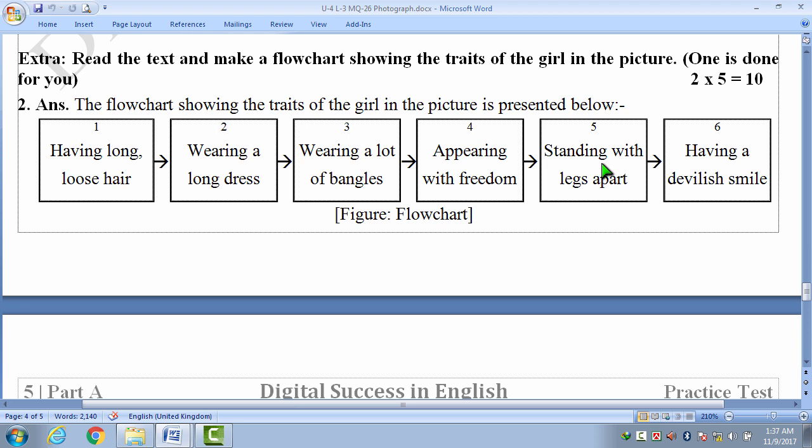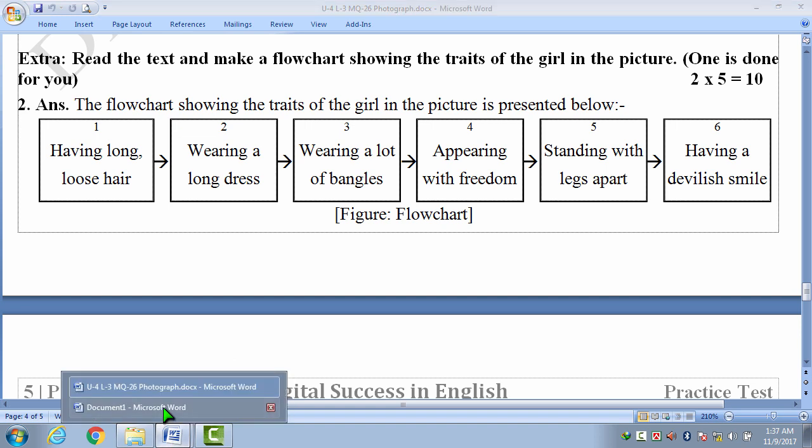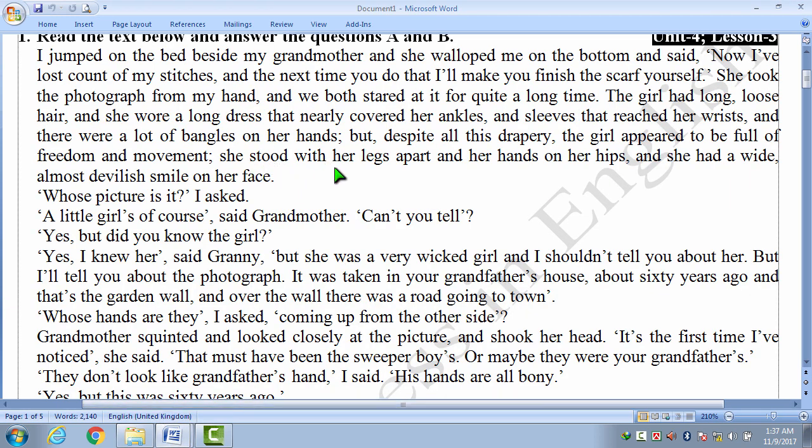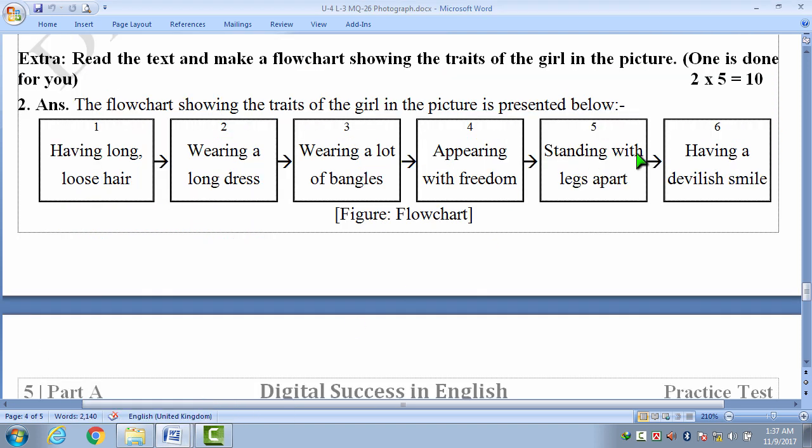In the fifth number box we have written standing with legs apart. We are going to the passage. She stood with her legs apart. Here is the information. So stood এসেছে বেস ফর্ম stand ভার্ব থেকে, এইজন্য আমরা stand এর সাথে ing করেছি। Standing with her legs apart. Standing with legs apart. In the sixth number box we have written having a devilish smile. We are going to the passage.